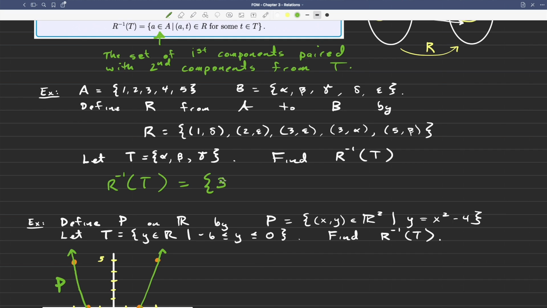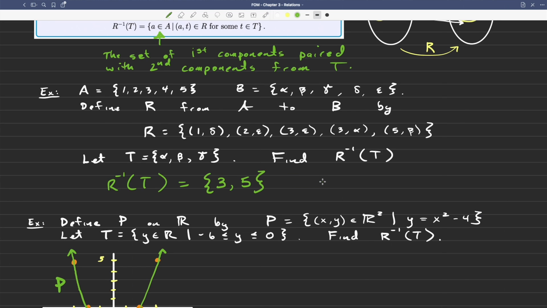How about beta? What's paired up with beta? I see that 5 is paired up with beta. I don't see anything else paired with beta. Then I can go to gamma. What's paired with gamma? I don't see that anything's paired with gamma. So then I'm done. The preimage of T is 3 and 5.